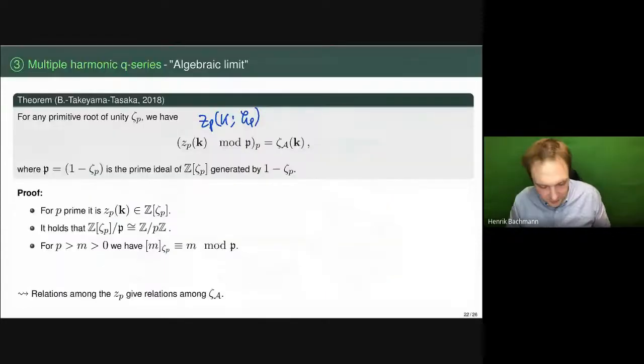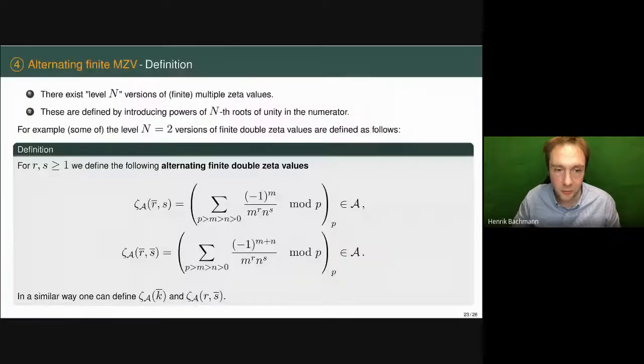Here I should mention that the previous work was with Takeyama and Tasaka already three years ago. An ongoing work is now together with Anzawa-san in Nagoya, and we consider higher level zeta values. The story before was somehow level 1. You can define level n versions by also allowing some nth roots of unity in the numerator of the definition of multiple zeta values.